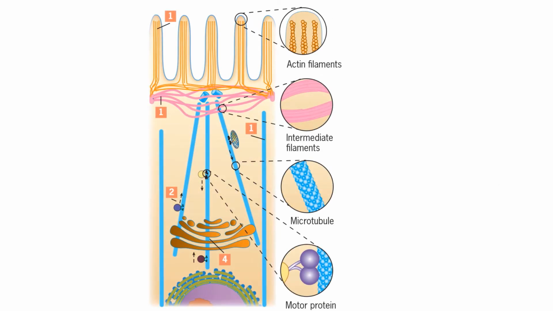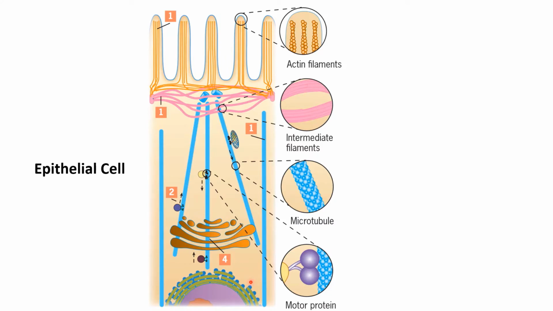So here we have an epithelial cell. We can see that this is a polar cell. This could be a cell on the intestine, the small intestine. Here's the portion where there are microvilli, and here's the portion at the bottom that's attached to the basement membrane.